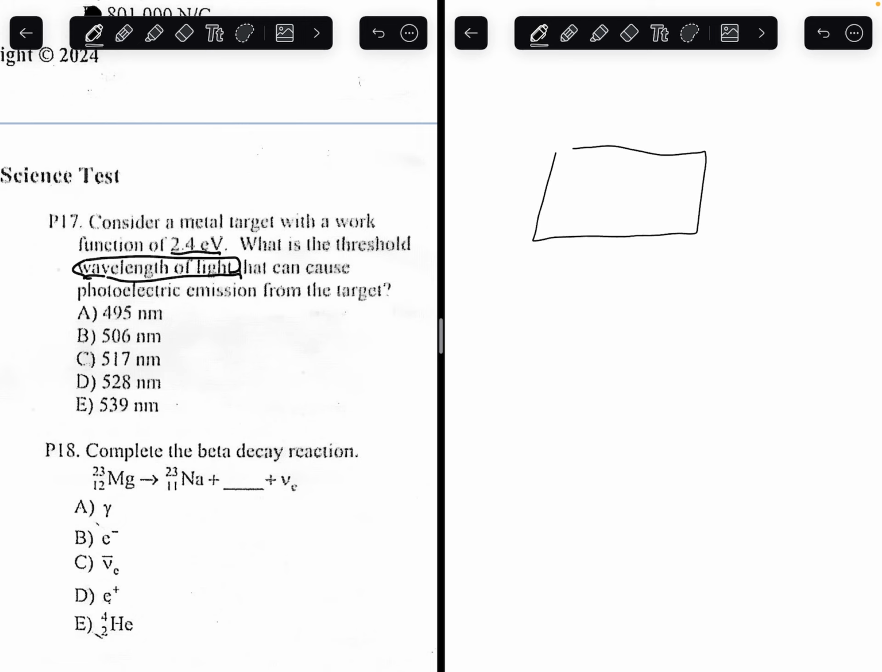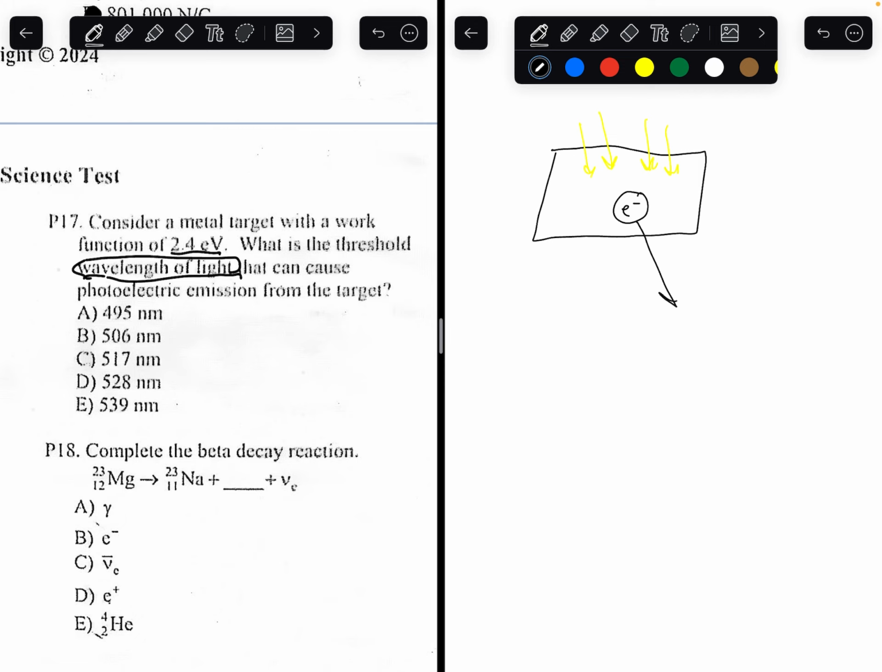So if you have a piece of metal and we shine light down on this metal, electrons will be ejected. But the light has to have a certain amount of energy. Once the light attains this amount of energy, electrons will be released. The amount of energy that's needed to release an electron is called the work function, which is given in the problem, 2.4 electron volts. So the light that hits the surface has to have an energy of at least 2.4 electron volts. So the threshold wavelength corresponds to exactly 2.4 electron volts.